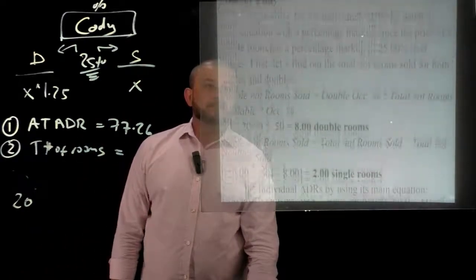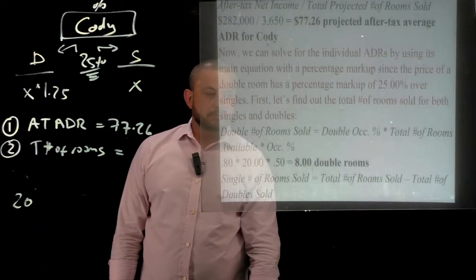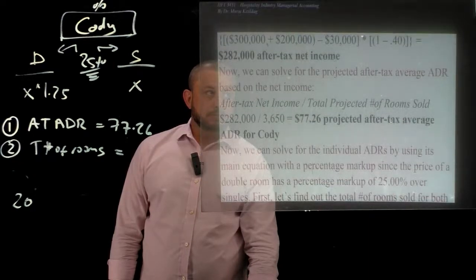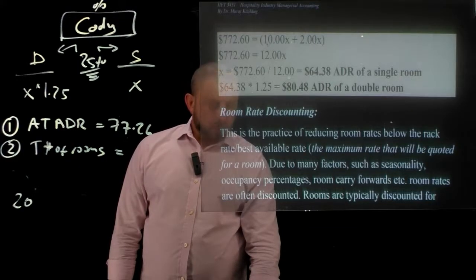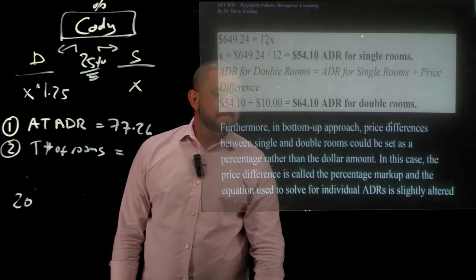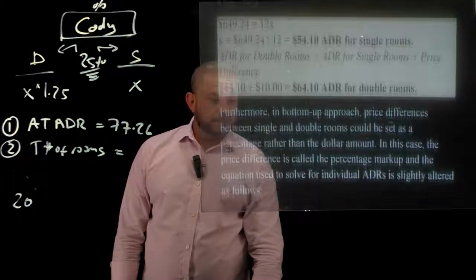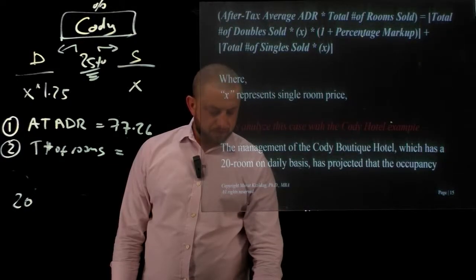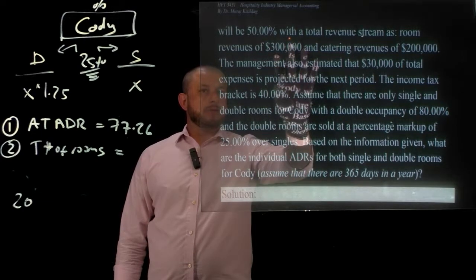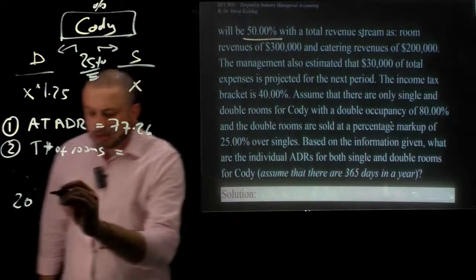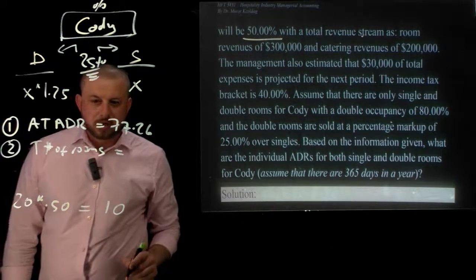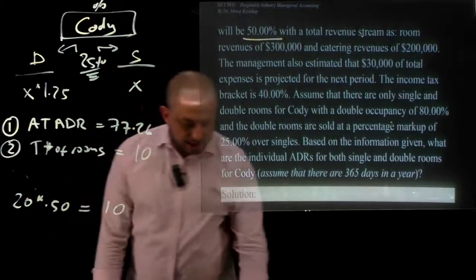Let's go back up to the question, hang on. 50% room occupancy, okay? Therefore, I'm selling 10 rooms. So total number of rooms sold is 10. I just got that right now.